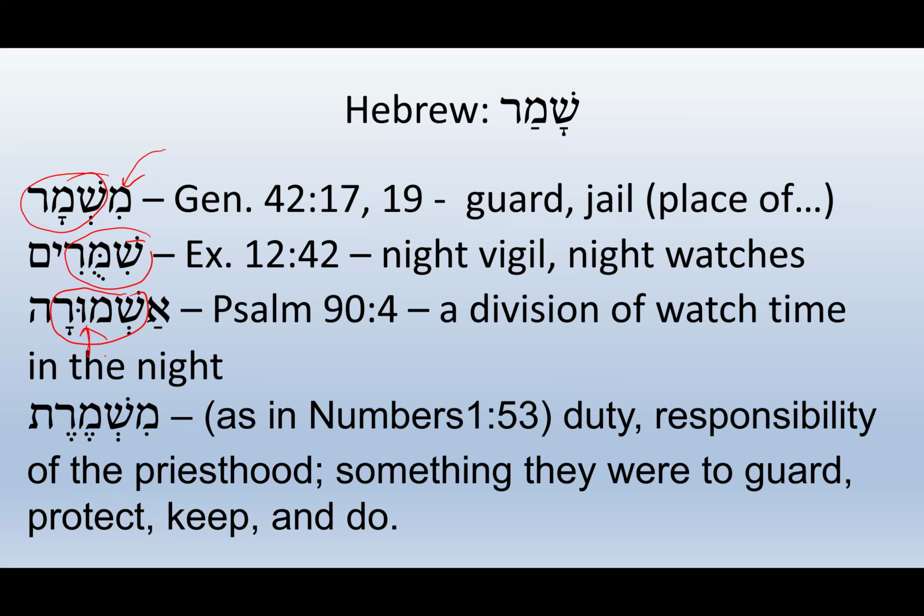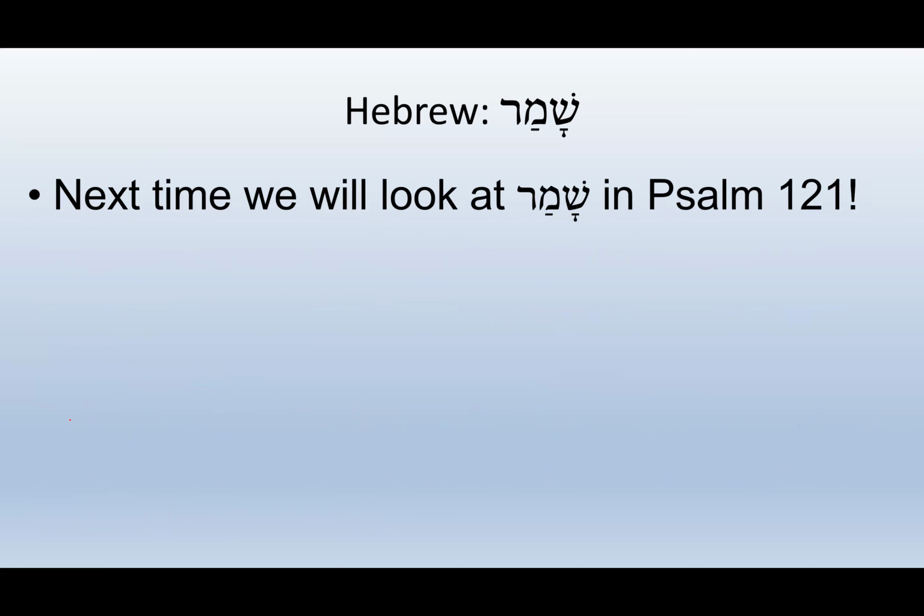Mishmeret, we see that a lot, especially in regards to the priesthood. Again, we have shamar here, but the mishmeret is the thing to be kept. So it's oftentimes translated as something like a responsibility or a duty, but it's something that's to be kept, something to be done. So this would be like referring to the priests, the duties of their priesthood. The Levites had certain duties or responsibilities. The priests themselves, Aaron's descendants, had certain duties and responsibilities, and so we see mishmeret, but shamar is also a part of that.